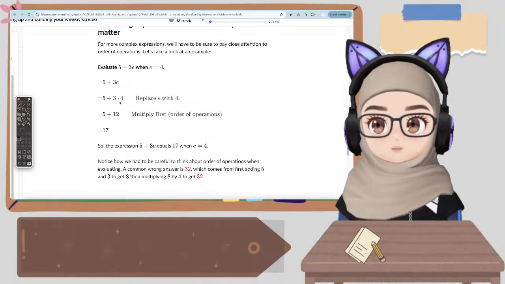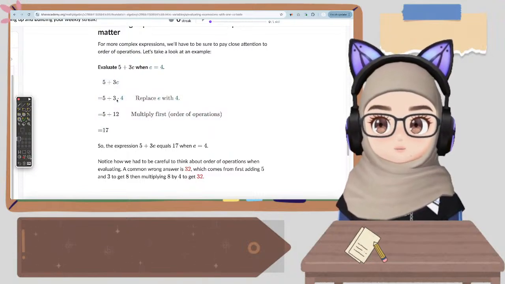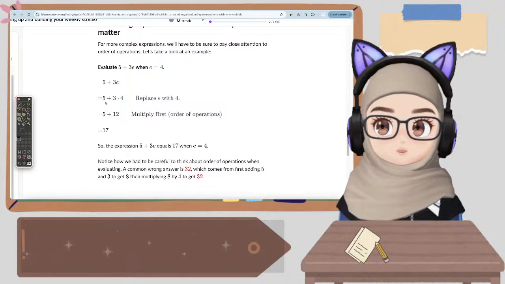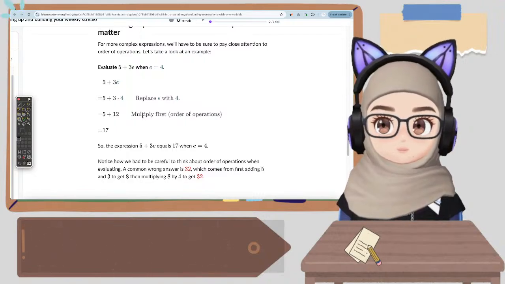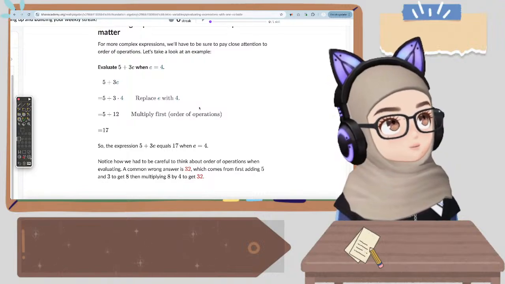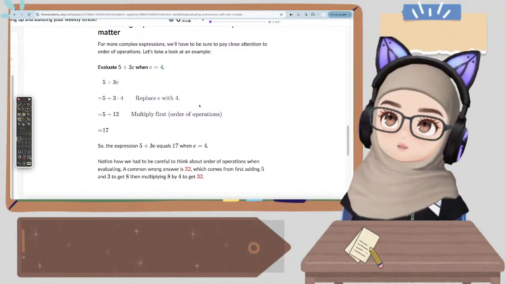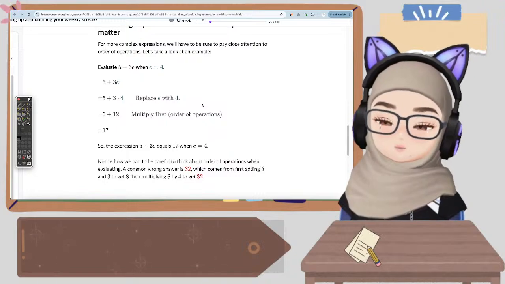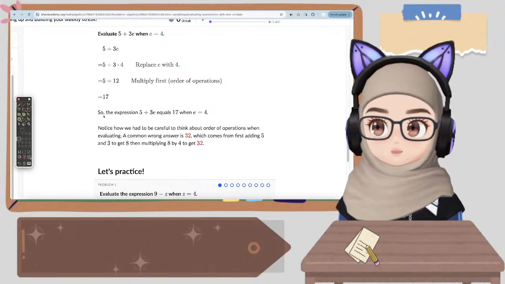We replace it, and then we have to do the multiplication part before we do the summation. Yes, multiply first. There's an abbreviation for saying what the order is. I forgot. It's in English, obviously.